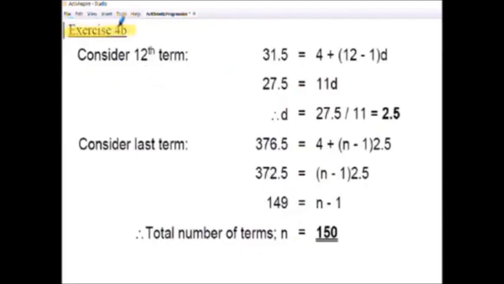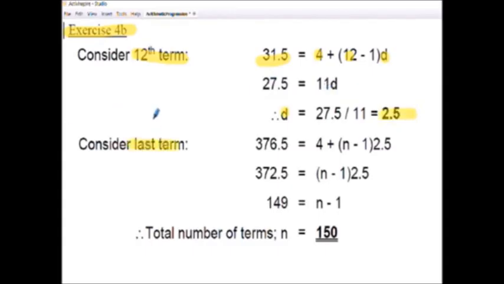Exercise 4b continued. Let's consider the 12th term only. The N12 is 31.5 in this case. We know the a is 4. We know the n will be 12. So from this equation, we can solve for d. Putting the numbers in and doing the arithmetic, we find that d is equal to 2.5. I'll let you look at the arithmetic.